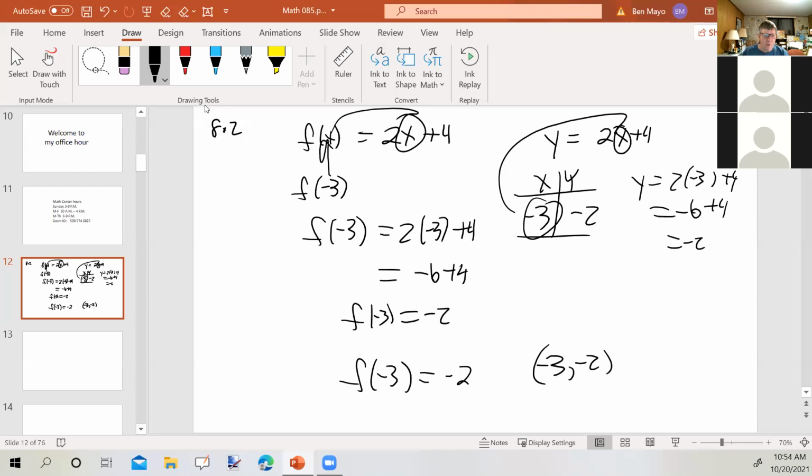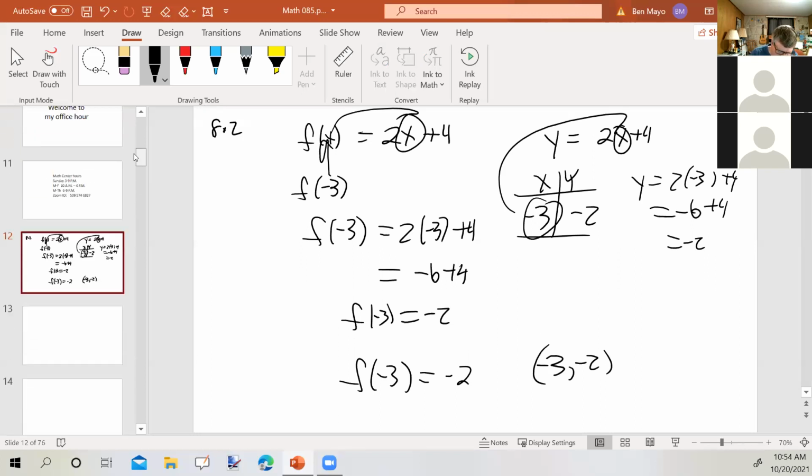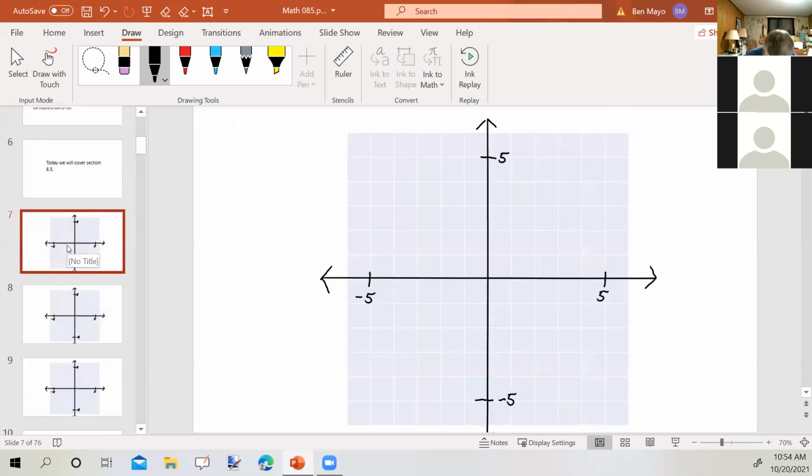Okay, so whether you're just writing it out that way or you're locating it on a graph, the same thing. So let's say we're looking at, where is it here? We've got a graph, and oh, let's see here, it does this.